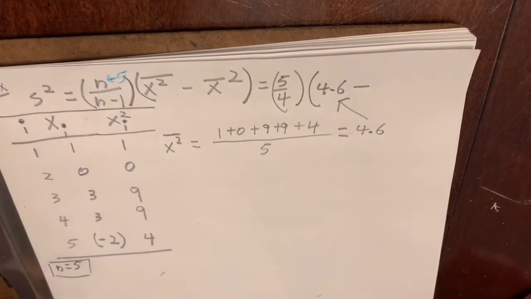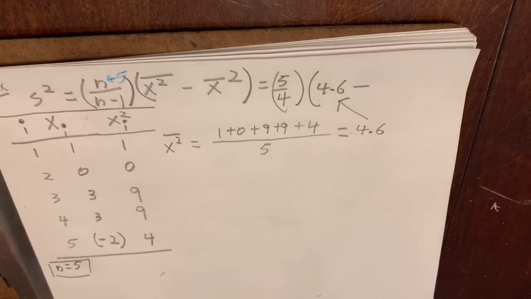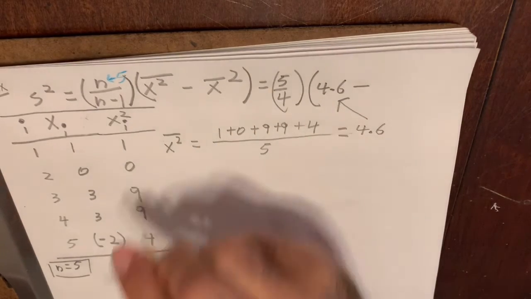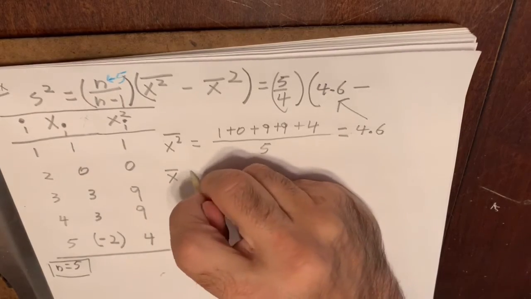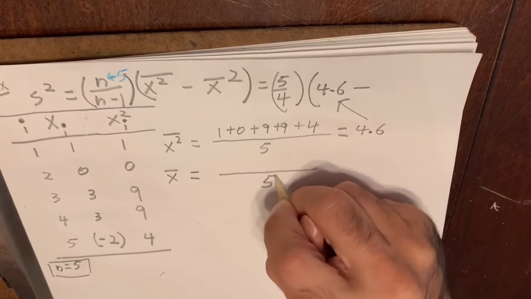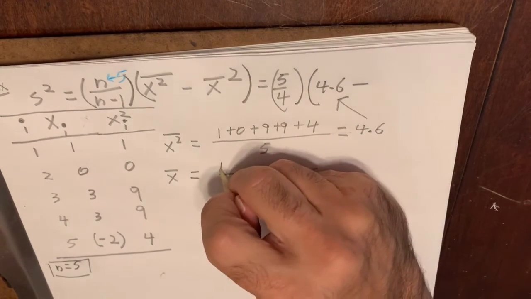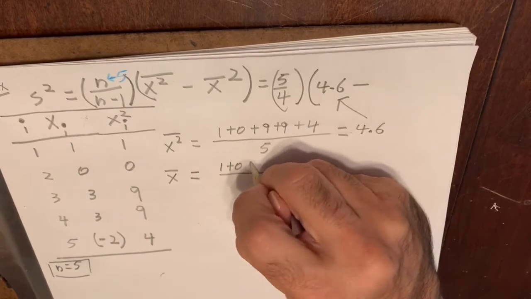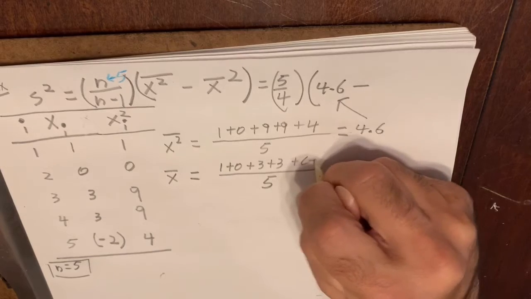Right. So hopefully that is clear. And now the next thing we have to do is find the square of the average. But before we can find the square of the average, we have to find the average, x bar. So the average, which is also going to be a numerator divided by 5, is 1 plus 0 plus 3 plus 3 plus negative 2.